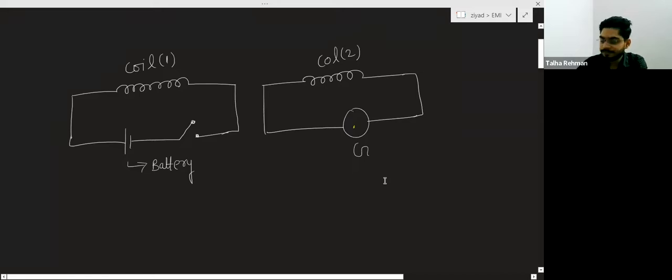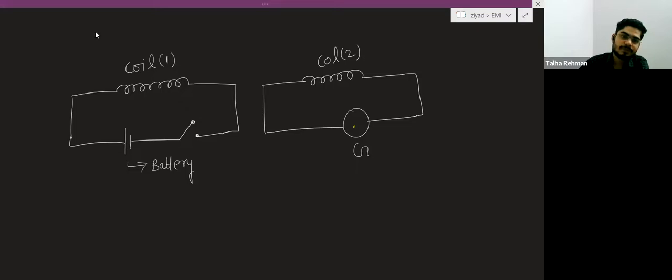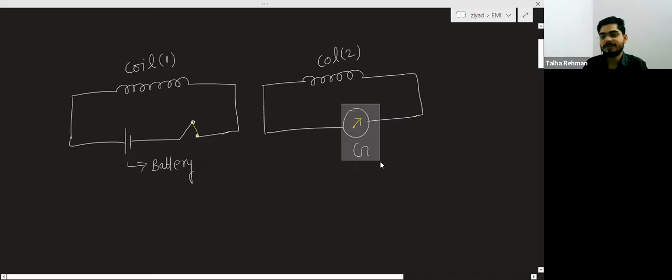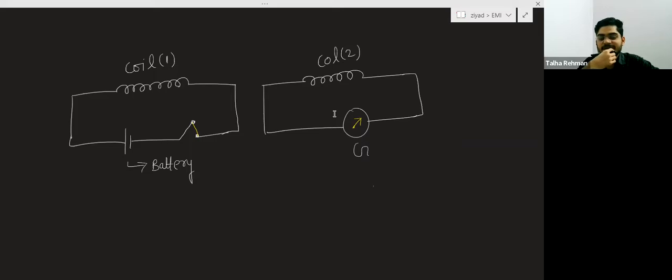So there will be a magic here. Why magic? Because when I close this circuit, it will be complete, and there will be a deflection here. I am just closing the circuit, and there is a deflection, and there is no physical connection between coil number 1 and coil number 2. This is the beauty. This is happening due to mutual induction, and I am going to explain mutual induction to you.